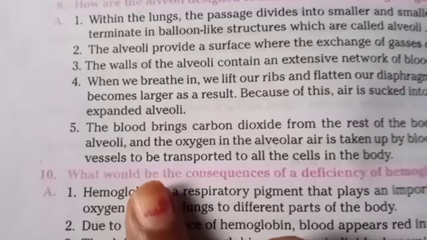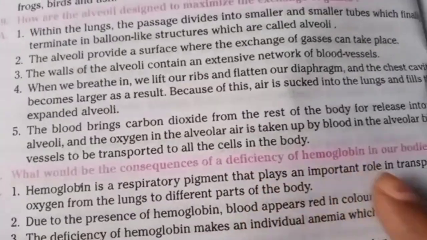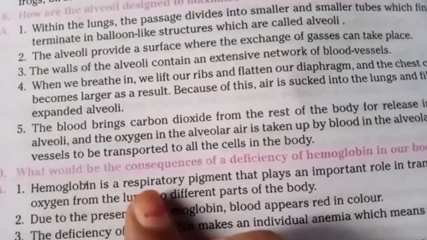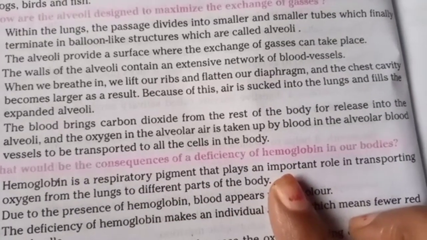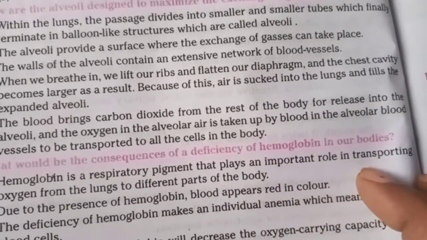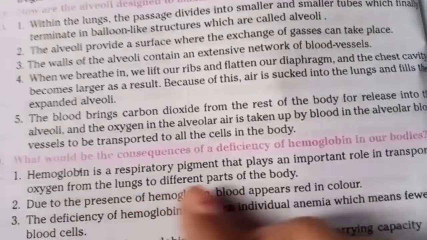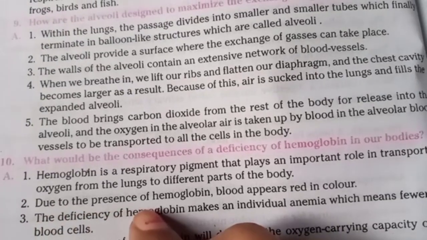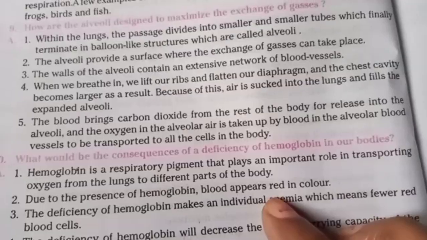Tenth question. What would be the consequence of a deficiency of hemoglobin in our bodies? Answer: First point, hemoglobin is a respiratory pigment that plays an important role in transporting oxygen from the lungs to different parts of the body. Second point, due to the presence of hemoglobin, blood appears red in color.